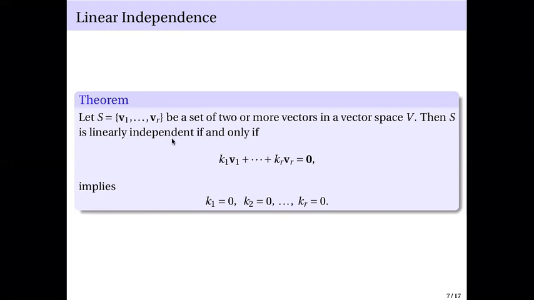linearly independent means you have this implication. And if this fails, then you will have linearly dependent. Meaning, you have written this equal to 0, but one of your scalars is non-zero. That's the negation of this statement here.